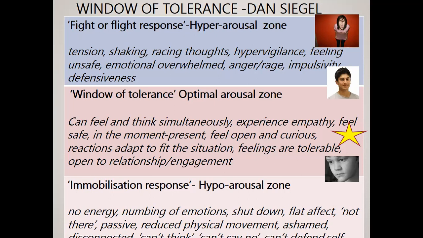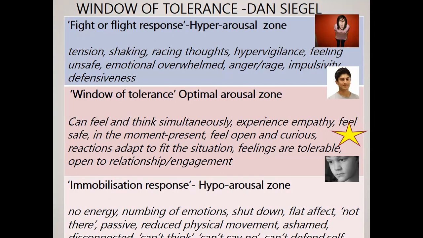But often children will flip into the hyperarousal zone, which means they have entered the fight-flight response, and they're then in the survival part of the brain. At this point, you can see the signs. They have tension in their bodies, they are shaking, they have racing thoughts, hypervigilance, they feel unsafe, they have overwhelming emotions, they have anger, rage, impulsivity, and are extremely defensive.